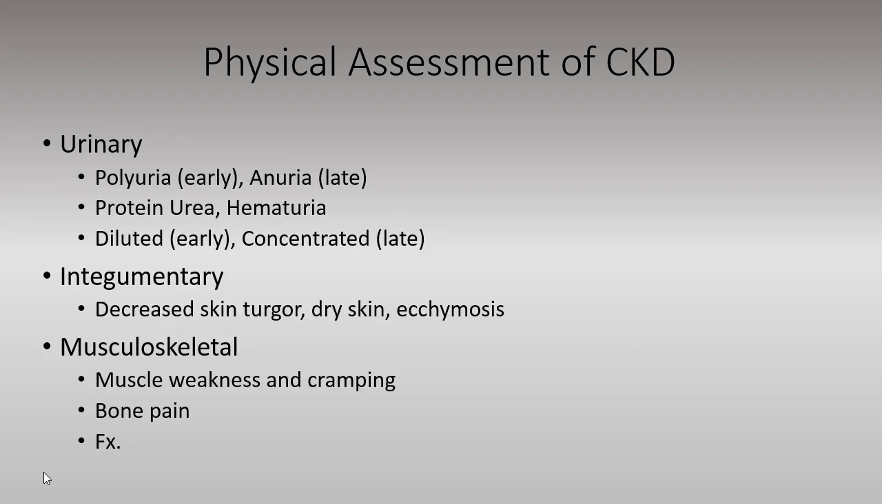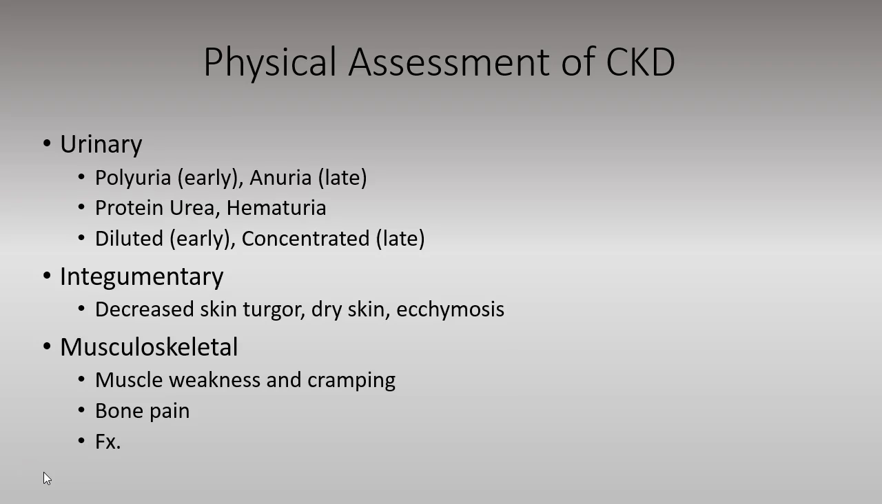For urinary, you're going to have polyuria, which is an early sign. You have anuria, which is a late stage. So for the early stage, your kidneys are going to try to filter and do what they can. Your body's going to try to produce homeostasis, and you're going to try to pee as much as you possibly can.